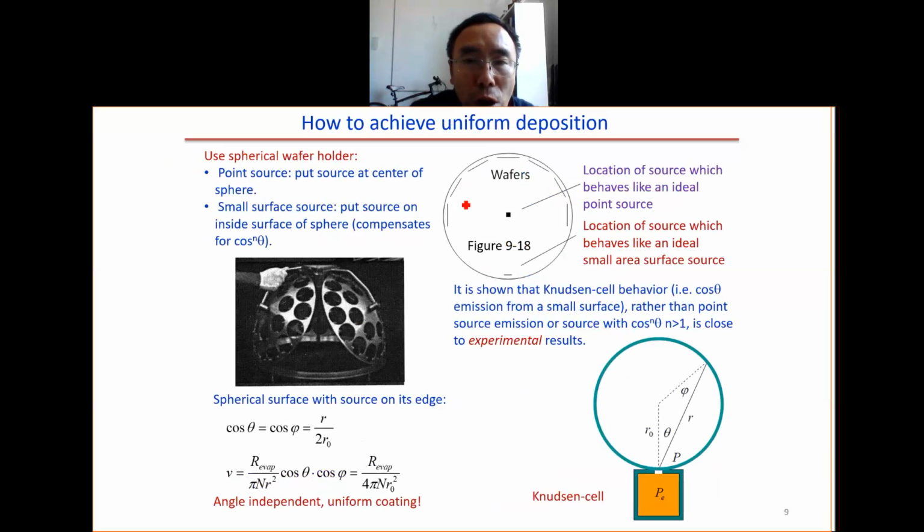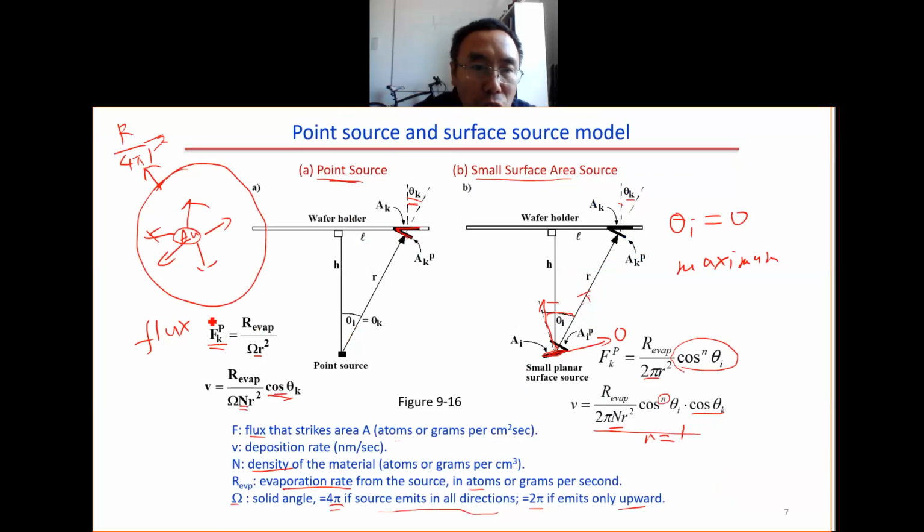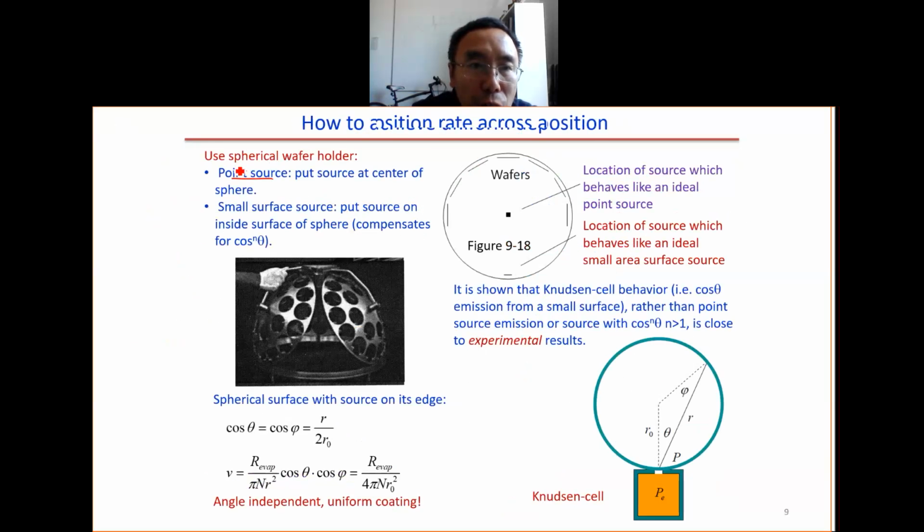So where to put the source? For the point source, we put the source here and we put the wafer around a circle. For the small surface source, this is the location of the source. We put the source here and we put the wafer like this. This way we get uniform deposition.